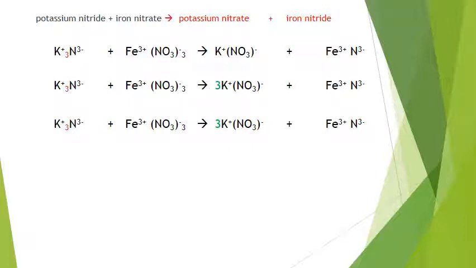Let's take a look at this problem here. You have potassium nitride plus iron nitrate. You swap the names, so potassium goes where the iron is, and it's going to be potassium nitrate and iron nitride. You just have to write the formulas from the names.